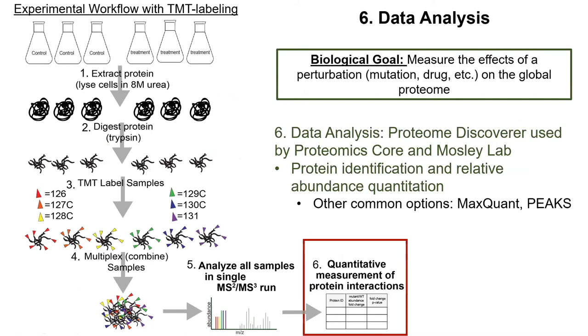Okay, and so you've done your mass spec run, which was whatever MS2 or MS3 method you chose. So now how to analyze the data that comes out. Caitlin, there's a question. So the question is, how does the mass spec select a particular fragment ion for the MS3 step?